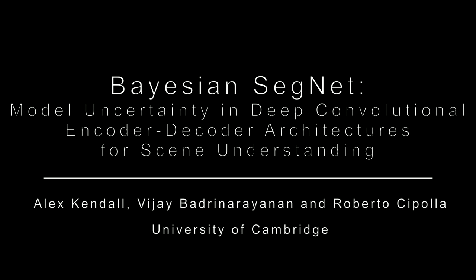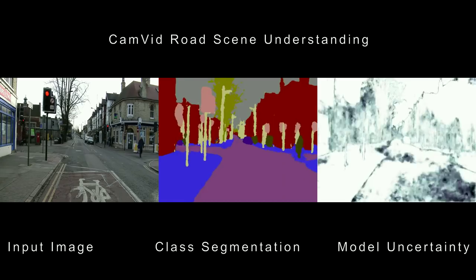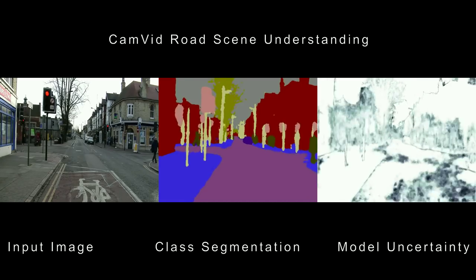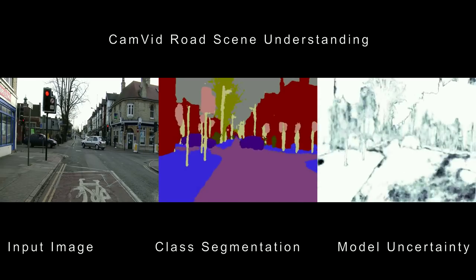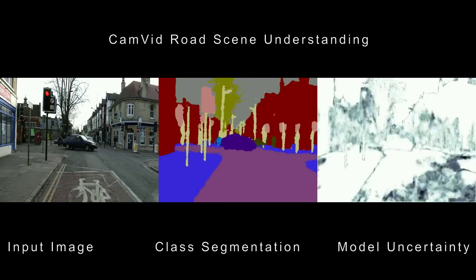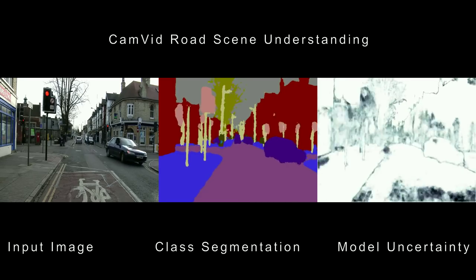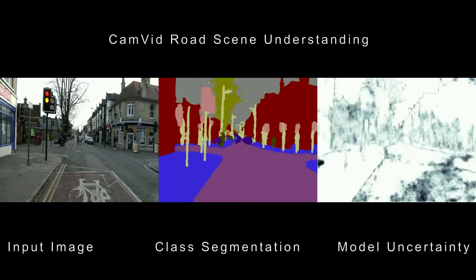We present Bayesian SegNet, a deep convolutional encoder-decoder architecture for scene understanding. Our system can produce a probabilistic segmentation of colour images in near real time. Here we show its results on CamVid, a dataset for road scene understanding.